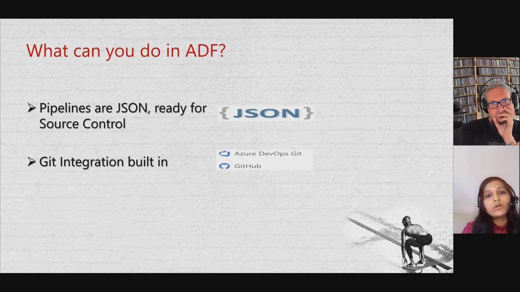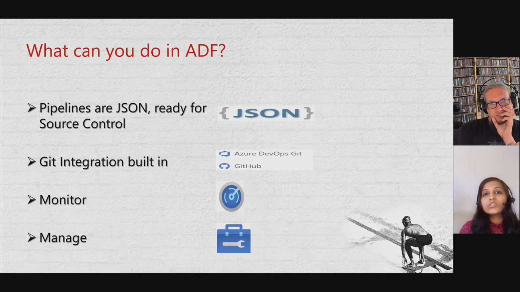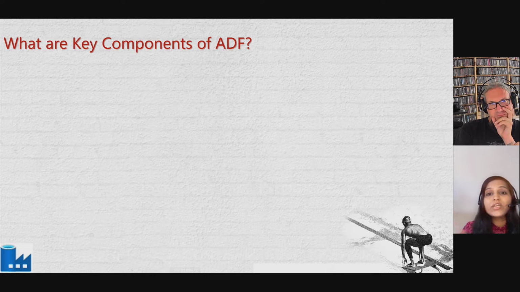And you have two different kinds of repository you can set up. You can use Azure DevOps Git or you can use GitHub. It easily allows you to monitor your resources using the Azure Data Factory UI, and it allows you to manage your Azure Data Factory resources using the UI very quickly and very easily. And last but not least, you can trigger your pipelines as well. All those things you can do using the UI. So now let's move on to the next topic, which is what are the key components of Azure Data Factory.